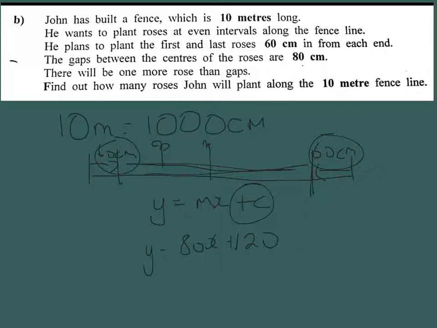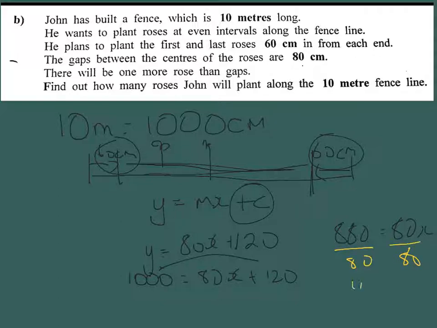Now we know that the total distance is 1,000 centimetres, so I'm going to substitute 1,000 for y, and that equals 80x plus 120. And now we solve this equation trying to find x, because x is the number of roses that we're planting. So I move the 120 over to that side, and I end up with 880 equals 80x. Then I divide both sides by 80, okay, and that turns out to be 11 equals x.